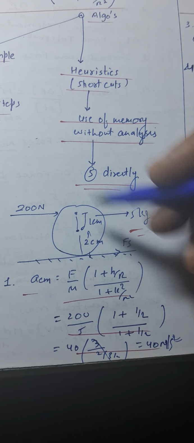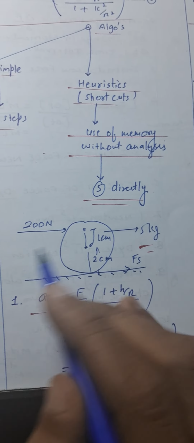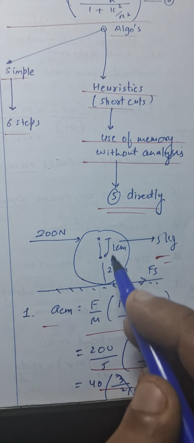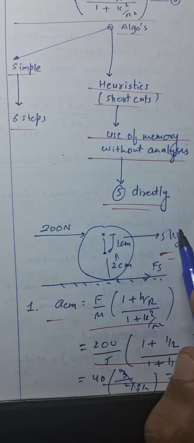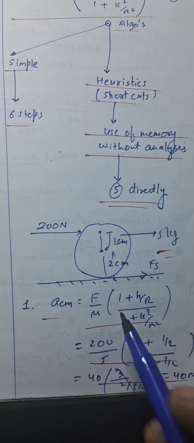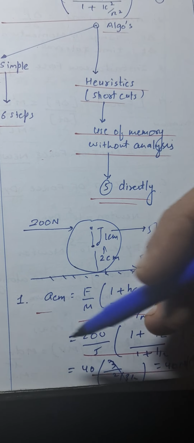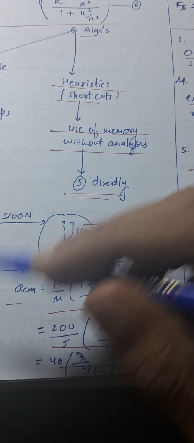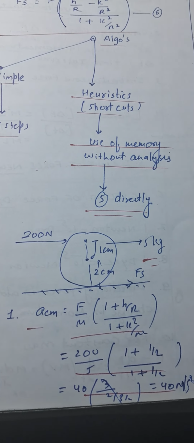So just implement this. Suppose there is a rigid body, a force of 200 Newton is applied on it, the radius is 2 centimeter, the force is applied at a height of 1 centimeter, and the mass is 5 kg. We need to find the acceleration. If we write the equation directly without going into the calculation, we can say ACM is this thing. After calculations we get 40 meter per second square.